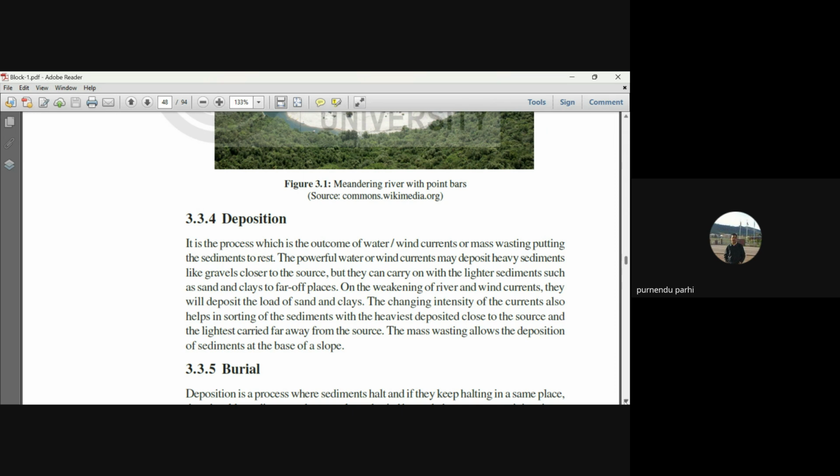The changing intensity of the current also helps in sorting of the sediments, with the heaviest deposited close to the source and the lightest carried far away from the source. Mass wasting allows the deposition of sediments at the base of a slope.